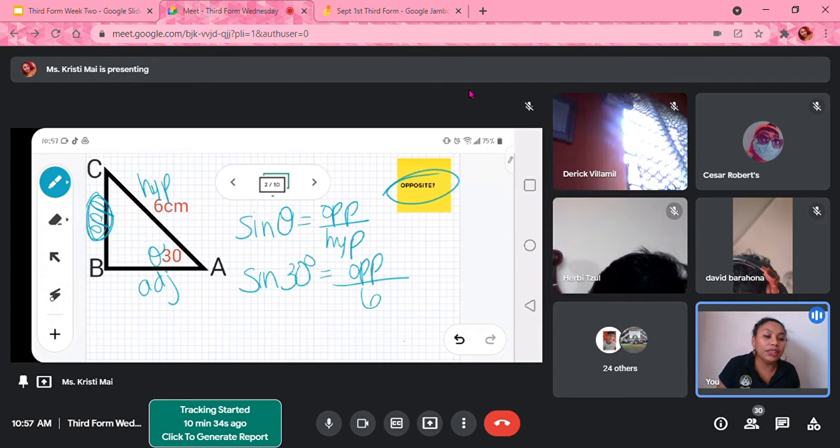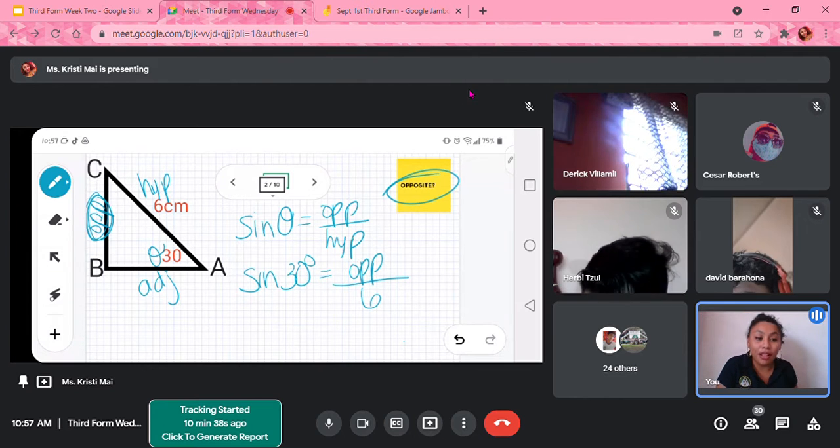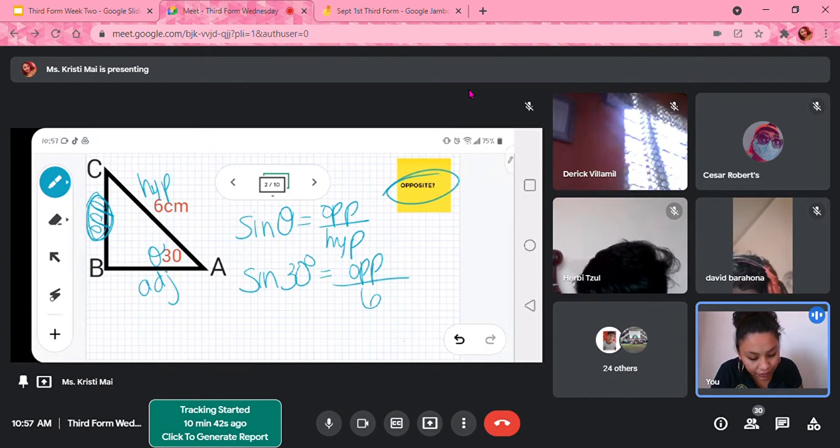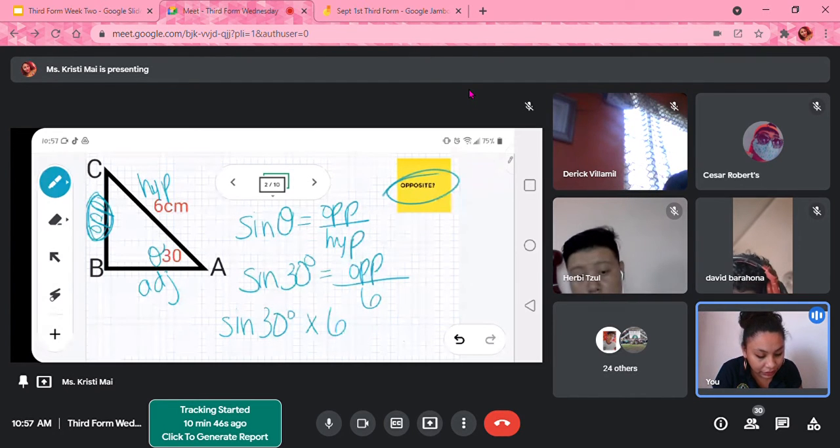I want to leave the opposite by itself because that is what I need to solve for. I need the value of that. So what I'm going to do now is take sine of 30 and times it by 6 so that the opposite stays by itself.